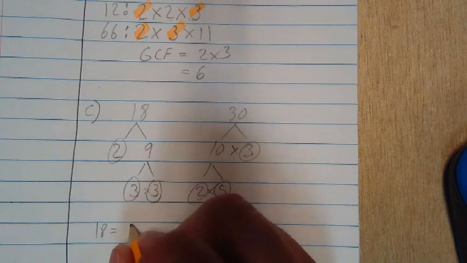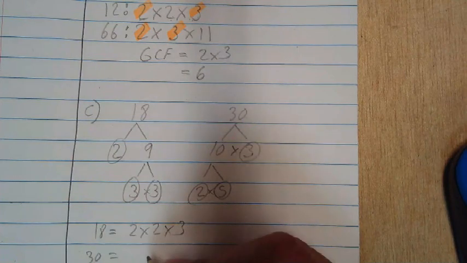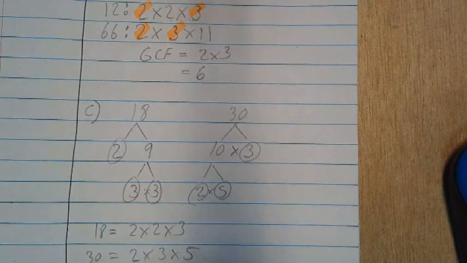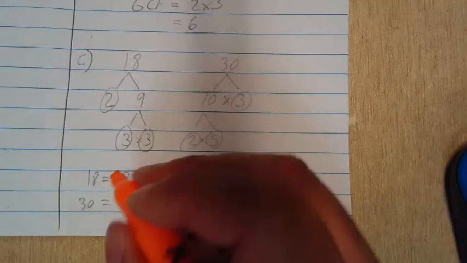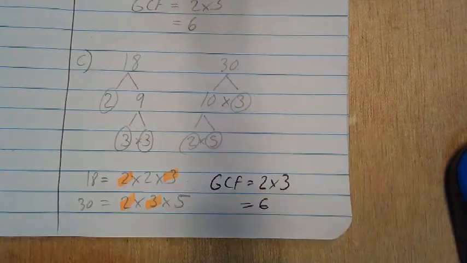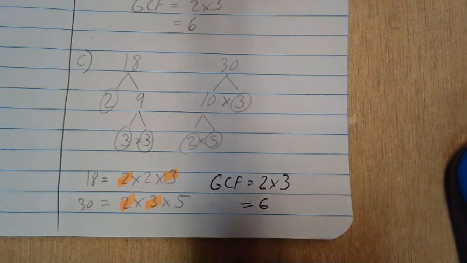So 18 is 2 times 3 times 3, and 30 is 2 times 3 times 5. Again, the goal is to find partners. 2, 3. And there it is, it's 6 again. All right.